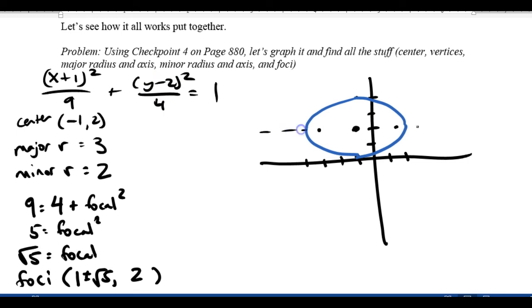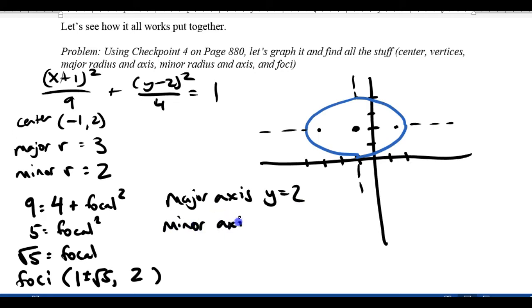Now here is our major axis, and here's our minor axis. Our major axis is a line, so it's got an equation of y = 2, and our minor axis is also a line, a vertical line, which has an equation of x = −1.